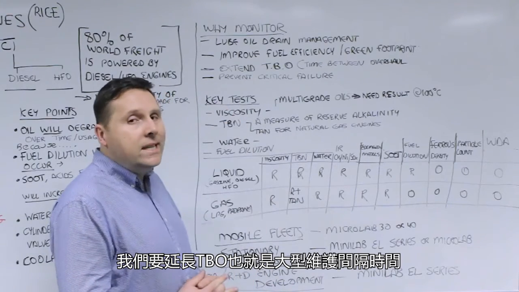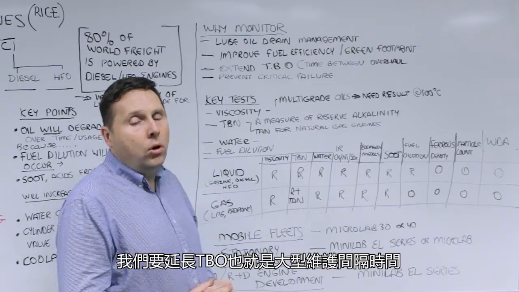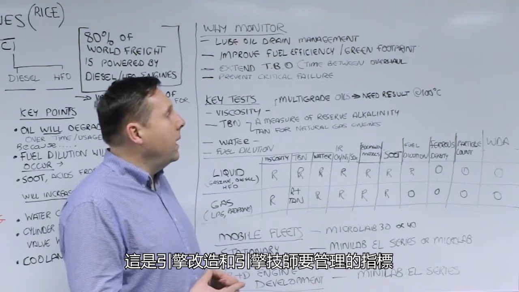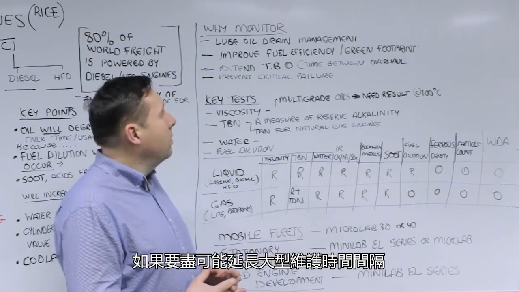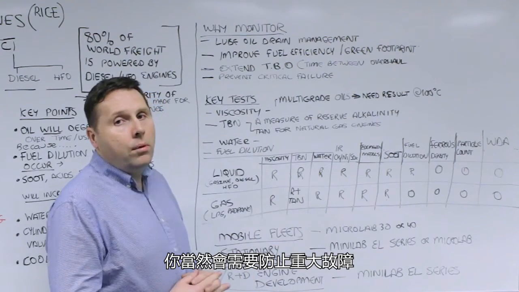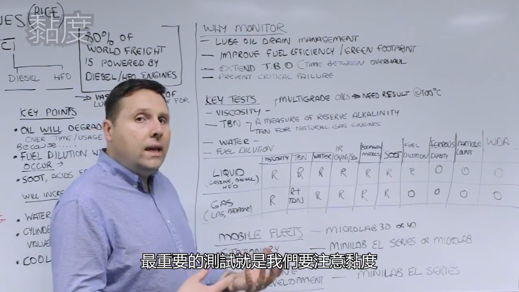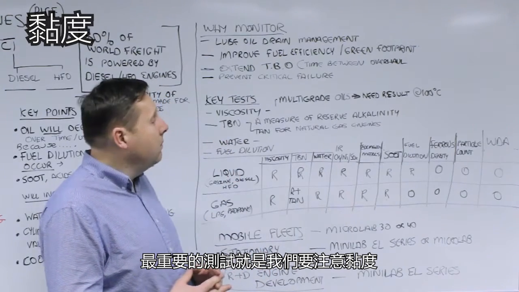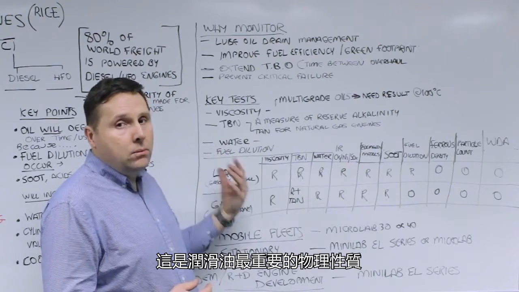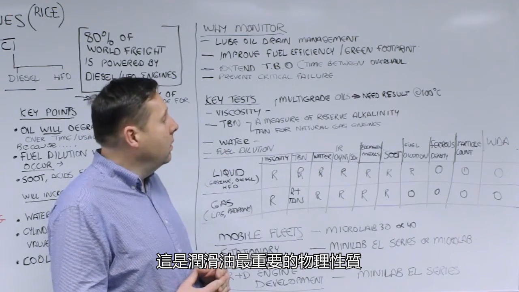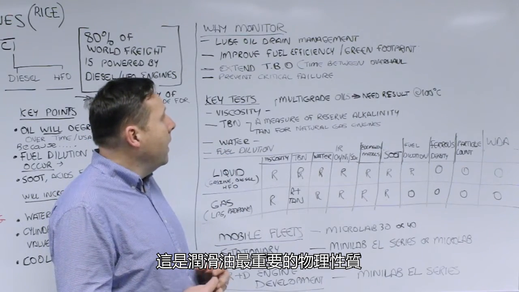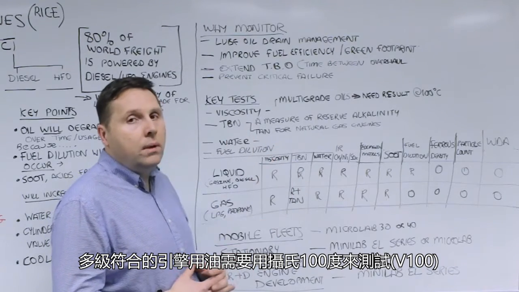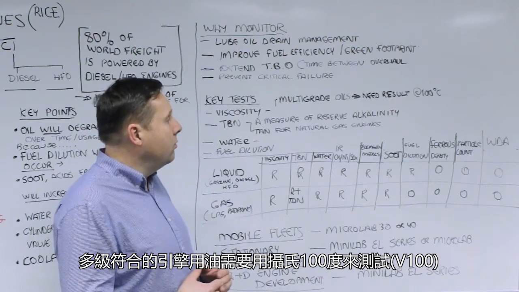We want to extend the TBO, or the time between overhaul. That's a metric for engine rebuilders and engine mechanics to manage. You want to push that out as long as possible. And of course, you also want to prevent critical failure. So the key tests that we care about, we always worry about viscosity. Why? Because it's the most important physical property of the lubricant. Multi-grade oils in engine applications need the result measured or tested out at 100 degrees C.